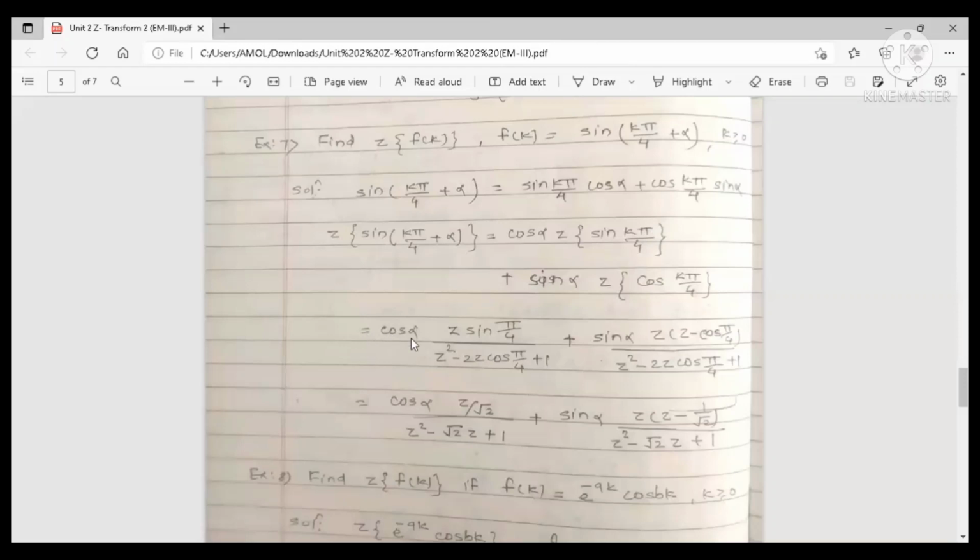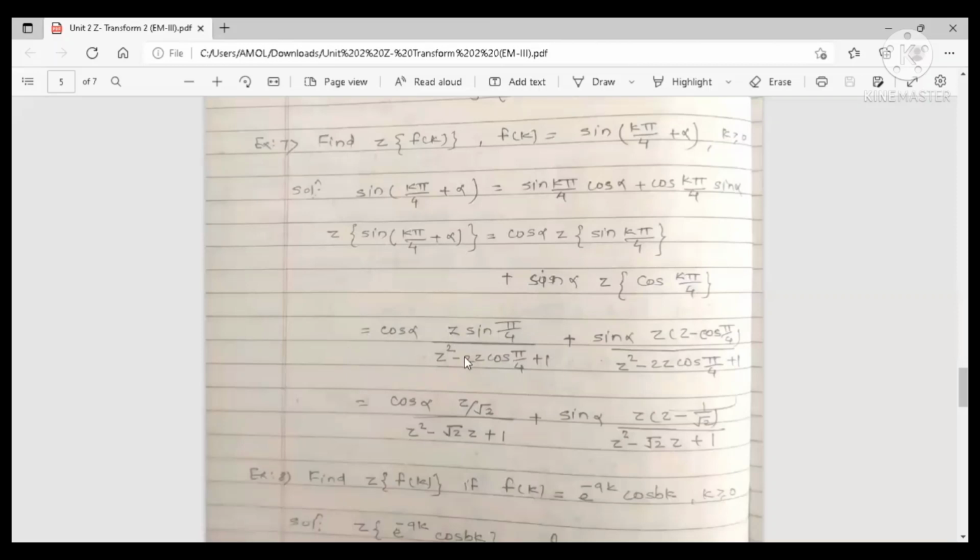It is equal to cos alpha as it is. The transform of sine k pi by 4, which is z into sine pi by 4 upon z square minus 2z cos pi by 4 plus 1, plus now the second term, sin alpha as it is. The transform of cos k pi by 4. Here use the formula for Z transform of cos alpha k, standard sequence cos alpha k. In place of alpha, there is the coefficient pi by 4. So sin alpha as it is, Z transform of cos of k pi by 4 is Z into bracket Z minus cos pi by 4 upon Z square minus 2Z cos pi by 4 plus 1.